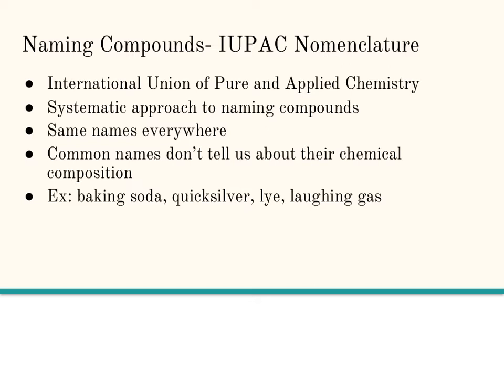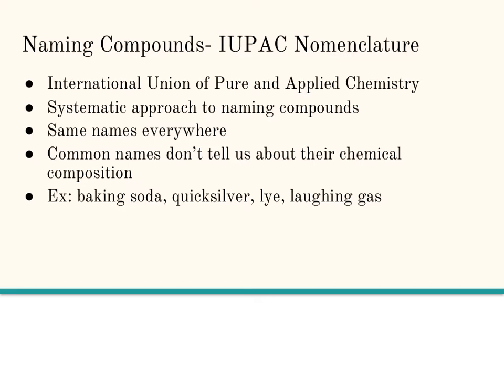Before we get into how we name ionic compounds, just some background information about the system of naming we use. When we name chemical compounds, we use what is known as the IUPAC nomenclature. IUPAC stands for the International Union of Pure and Applied Chemistry. It is an international organization that oversees or regulates all things chemistry related. And this is a systematic approach to naming compounds.